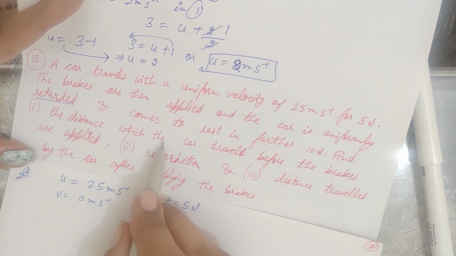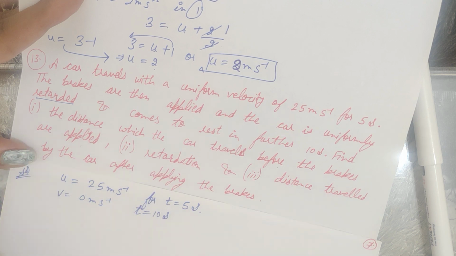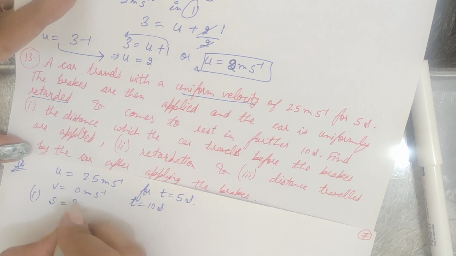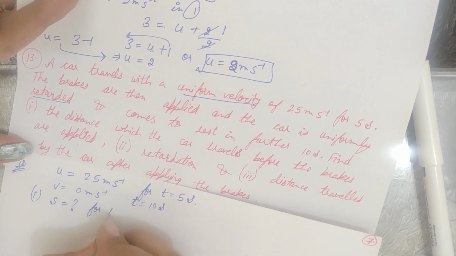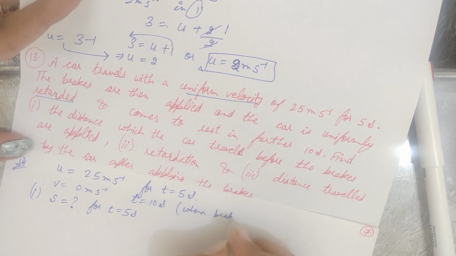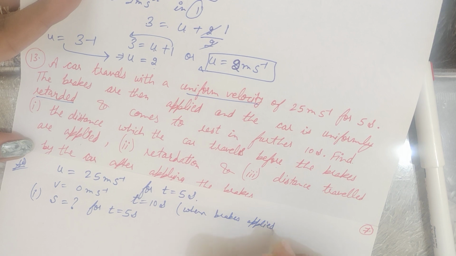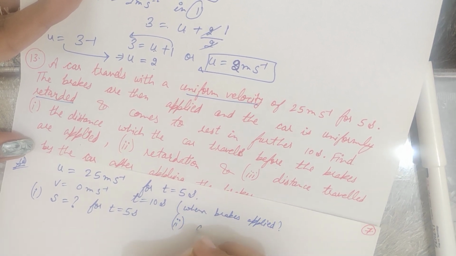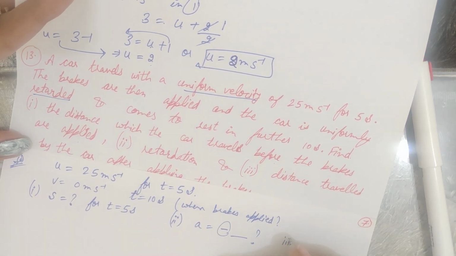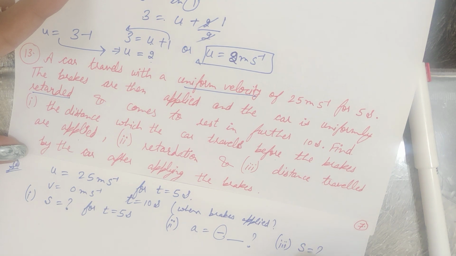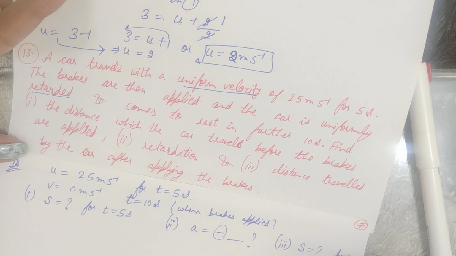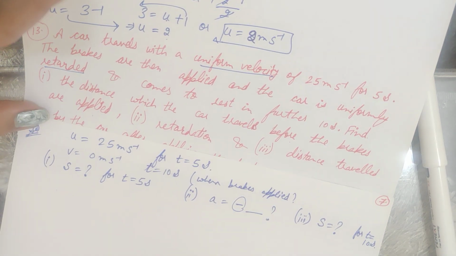Find the distance which the car travels before the brakes are applied. The velocity is uniform. First, we need to find the distance traveled before the brakes are applied, means for t equal to 5 seconds. This is the time when the brakes are applied. Second is the retardation, we need to find out with the negative sign. And the third is the distance traveled by the car after applying the brakes, means for t equal to 10 seconds. Again we need to find the distance.